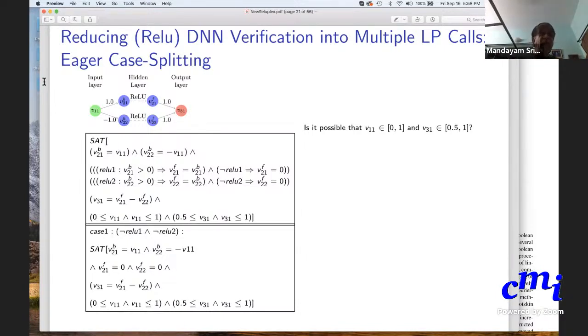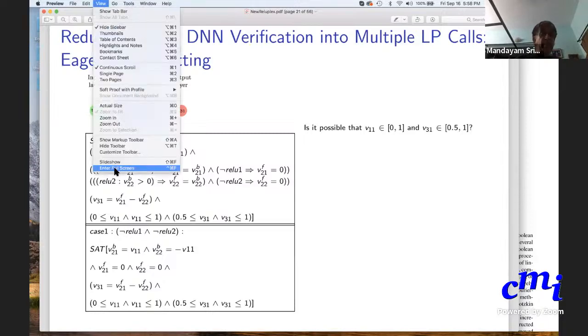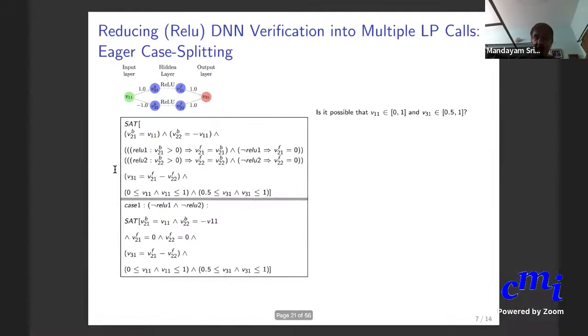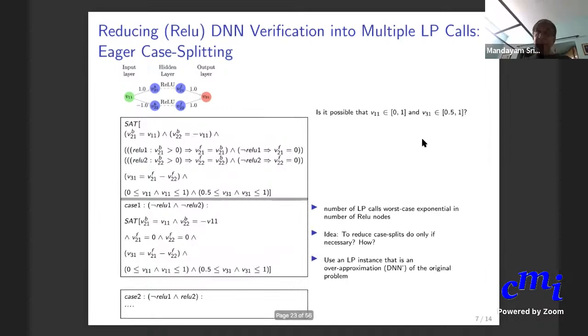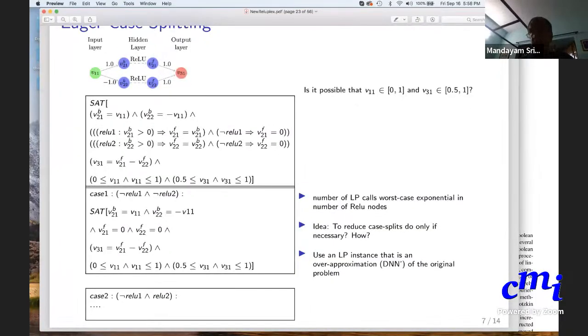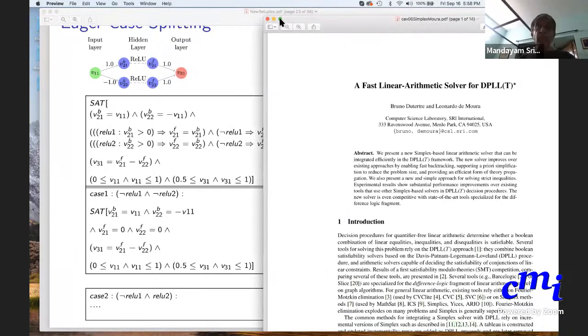Of course, this is not the only case. We'll have to consider all the other possible cases. In this case, there will be 4 possible cases. And so the number of LP calls in the worst case is exponential in the number of ReLU nodes, because the number of cases that you have to consider is exponential in the number of ReLU nodes. So the other one that I showed you. Okay, this one. So what is that?